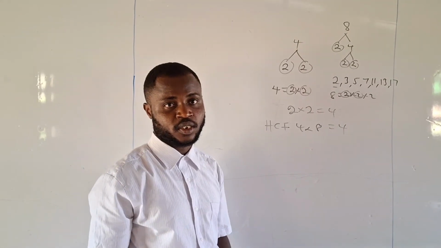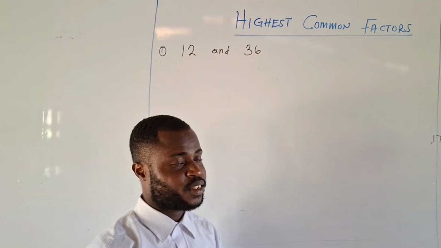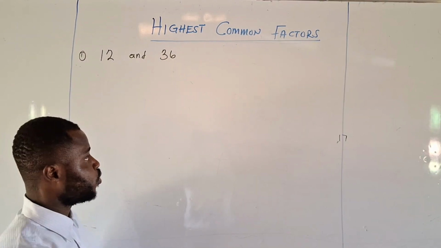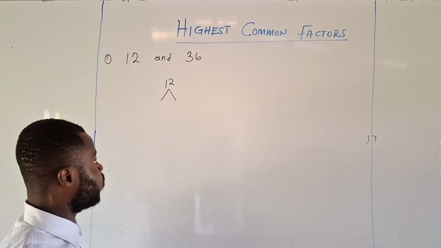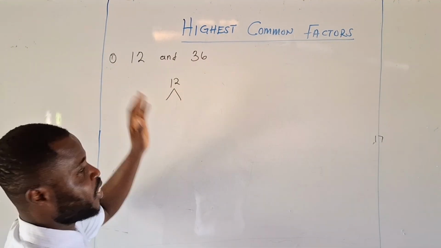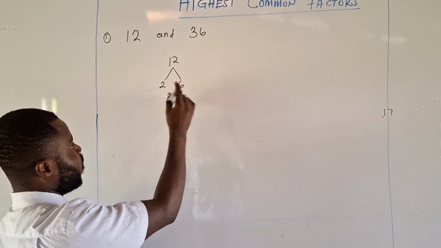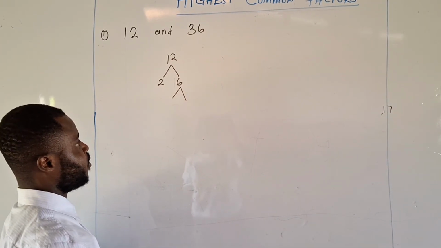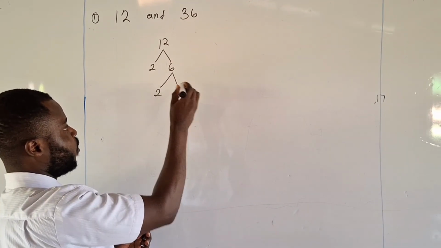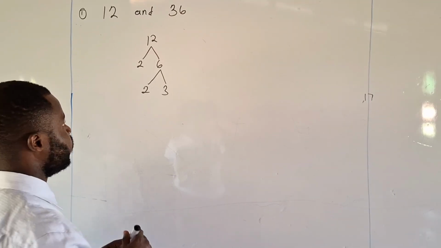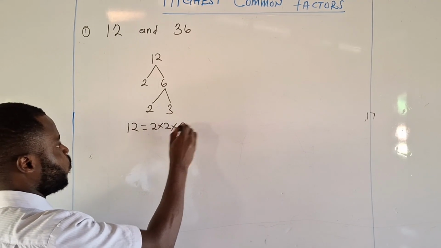Now let's take a question on this. We have to find the HCF of 12 and 36. So we use the prime factorization method. For 12, the prime number that we can use is 2. 2 times what will give you 12, which is 6. This is a prime number already, so we come with the 6. The prime number we can use is 2. 2 times what will give you 6, which is 3. These are prime numbers, so we leave them. So for 12, the numbers we have are 2 times 2 times 3.